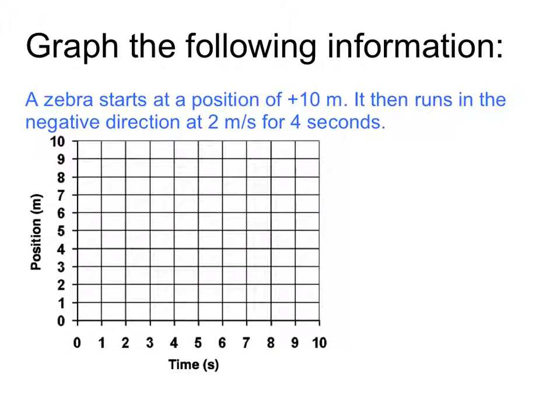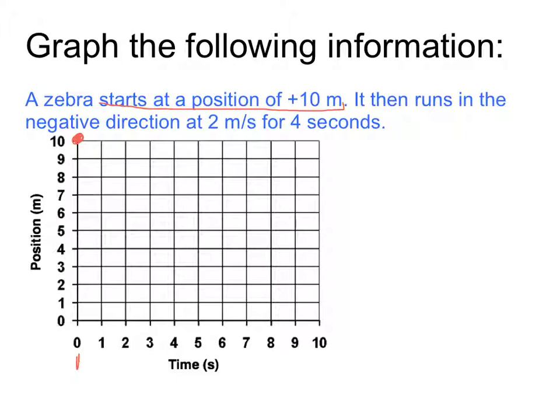Okay, here. Zebra starts with a position of 10 meters. It then runs in the negative direction at 2 meters per second for 4 seconds. All right. So we've got clues here. It's our numbers. We've got starting at a position of positive 10 meters. All right, what does that look like? It starts, right? So at time 0, it's at 10 meters. Then it runs in the negative direction at 2 meters per second for 4 seconds.